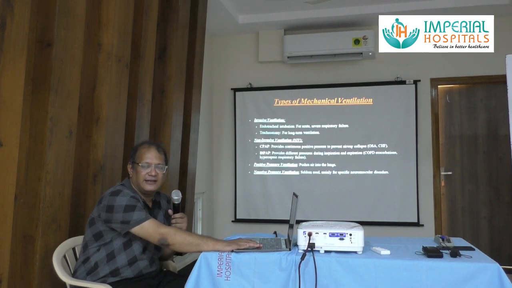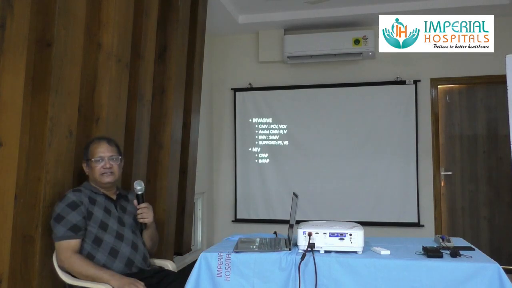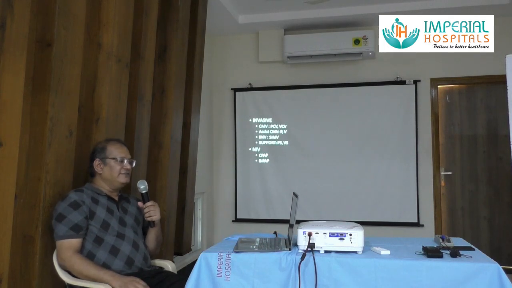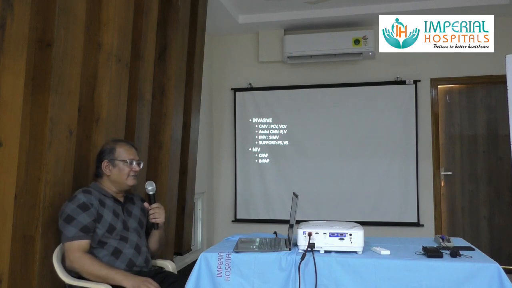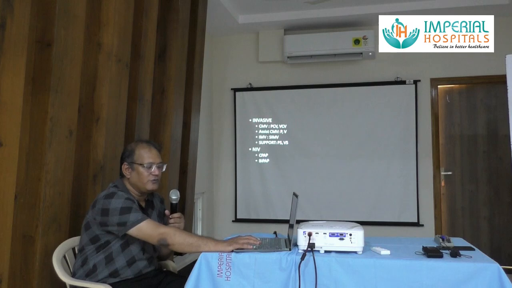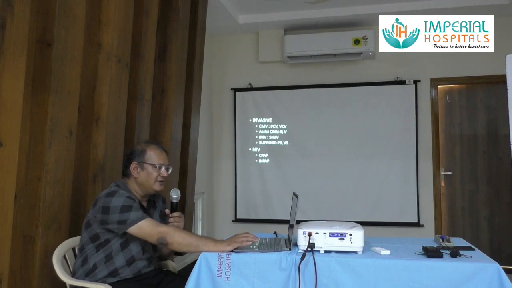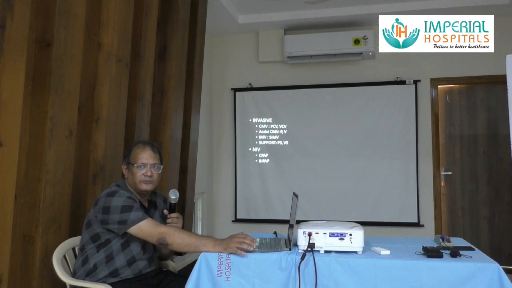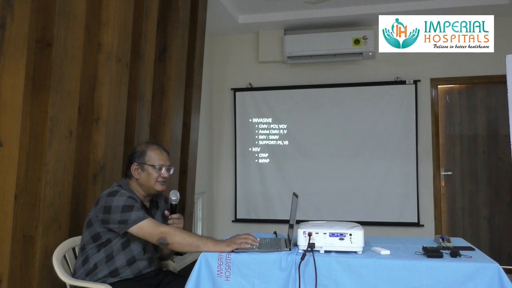So what are the types of mechanical ventilation? Mechanical ventilation types can be both invasive or non-invasive. Invasive mechanical ventilations are CMV, controlled mandatory ventilation, such as pressure control or volume control. Assist control mandatory ventilations, such as pressure assist or volume assist control mandatory ventilation. Intermittent mandatory ventilations, SIMV. Support ventilation, which could be either pressure support or volume support. Mostly we see pressure support ventilations. Non-invasive ventilations are either continuous positive airway pressure or bilevel positive airway pressure.